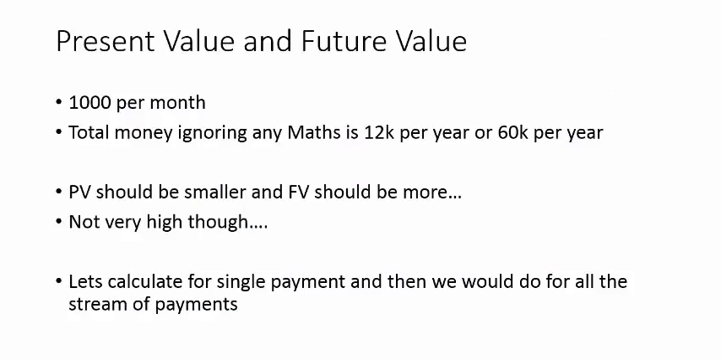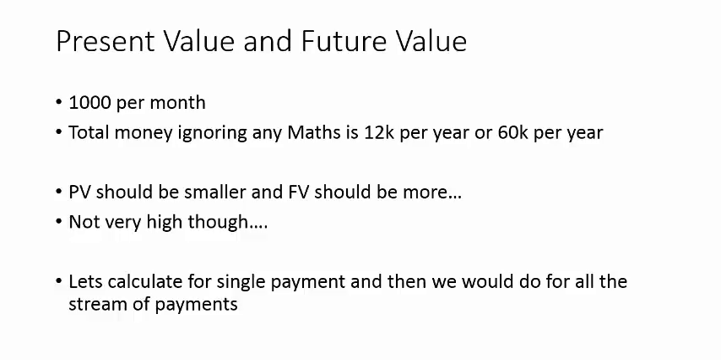Okay, so what does the question say? The question says that $1,000 per month. If you just ignore the maths, just think in a commonsensical way without using any finance or any maths, it would be 12,000 per year or 60,000 for the entire period. 60,000 for an entire period, today would be a smaller money, because when you're going to discount it, it's like you have to pay some money at the end. You can deposit some money and it will earn the interest, and that's why the present value of all this payment should be less than 60,000, although not very much less. And likewise, the future value should be more than 60,000.